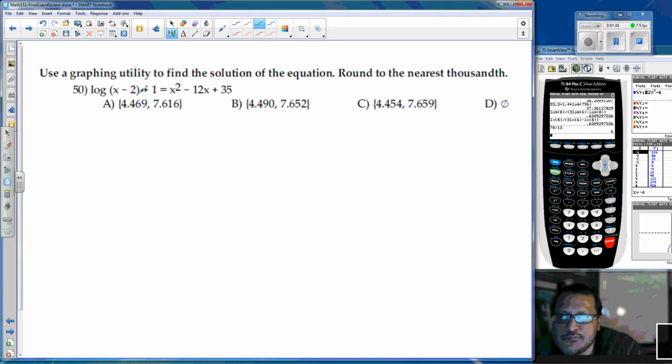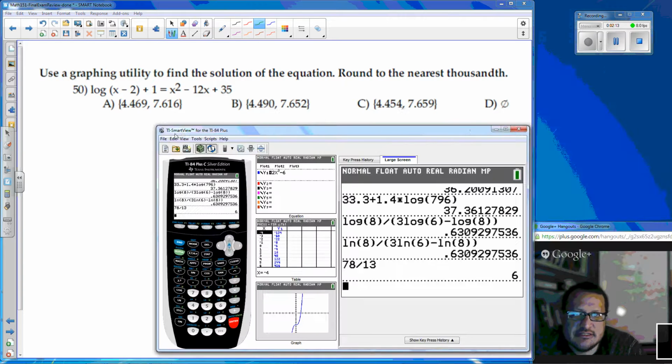So how do we solve this? We can't really do it analytically. There's two ways to solve this. One is to use the zeros, and one is to use the intersect. I'm going to use the intersect because I've already used the zero before, and so this will show us another way to solve these problems.